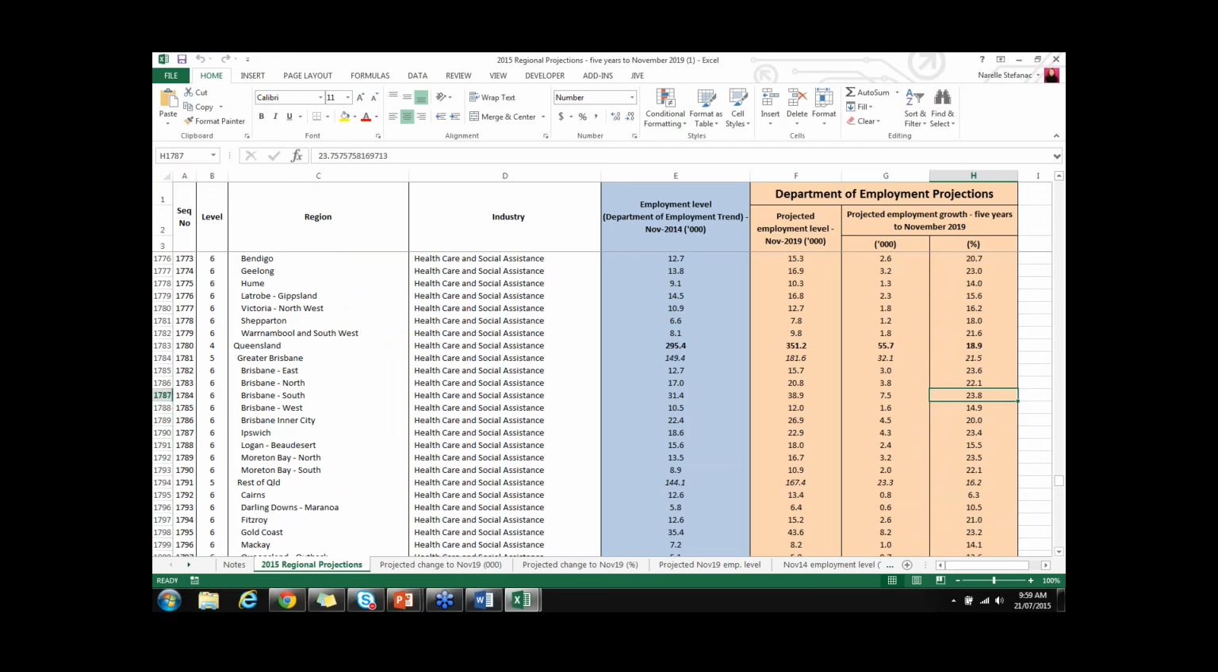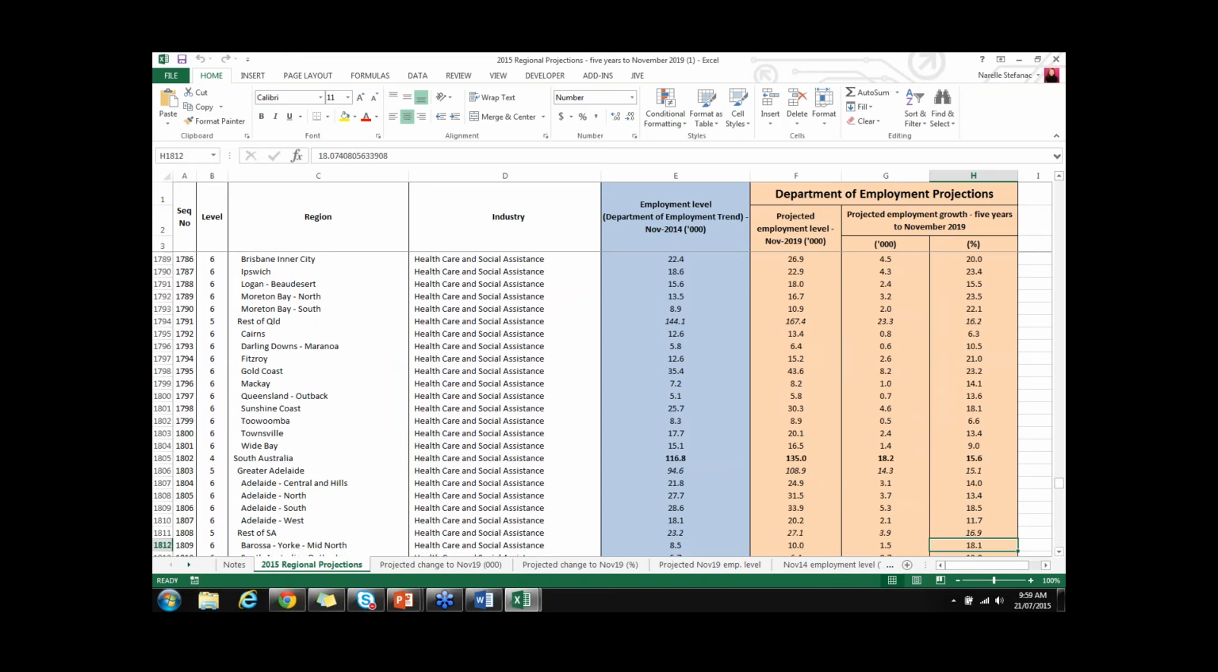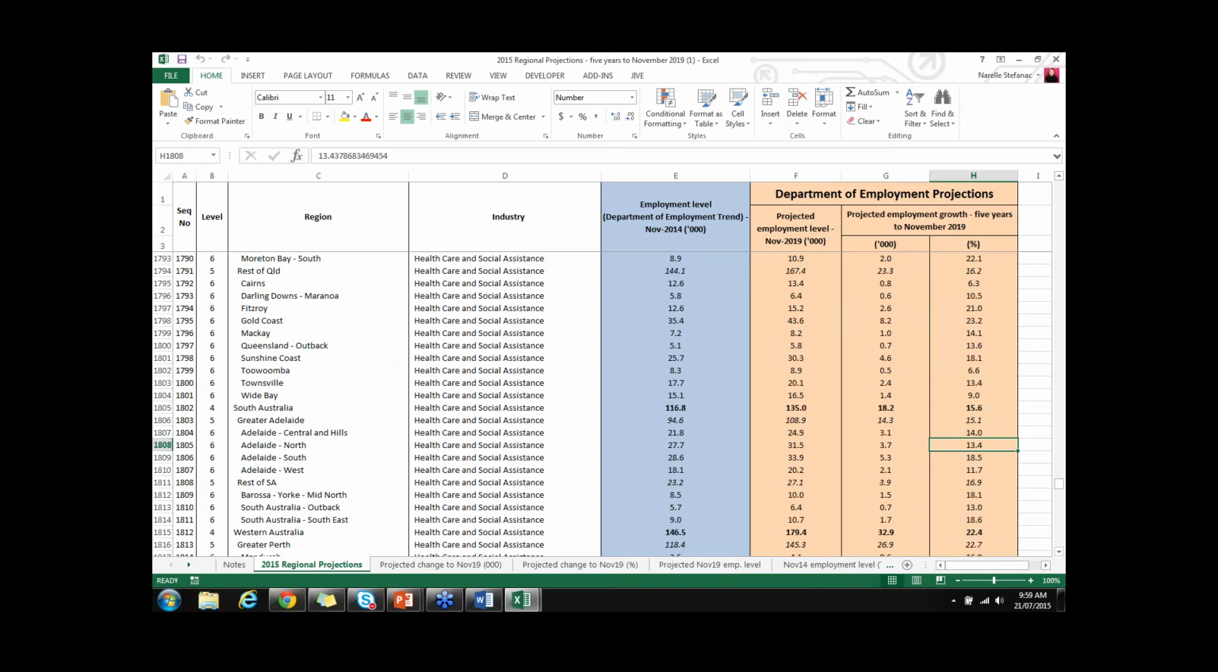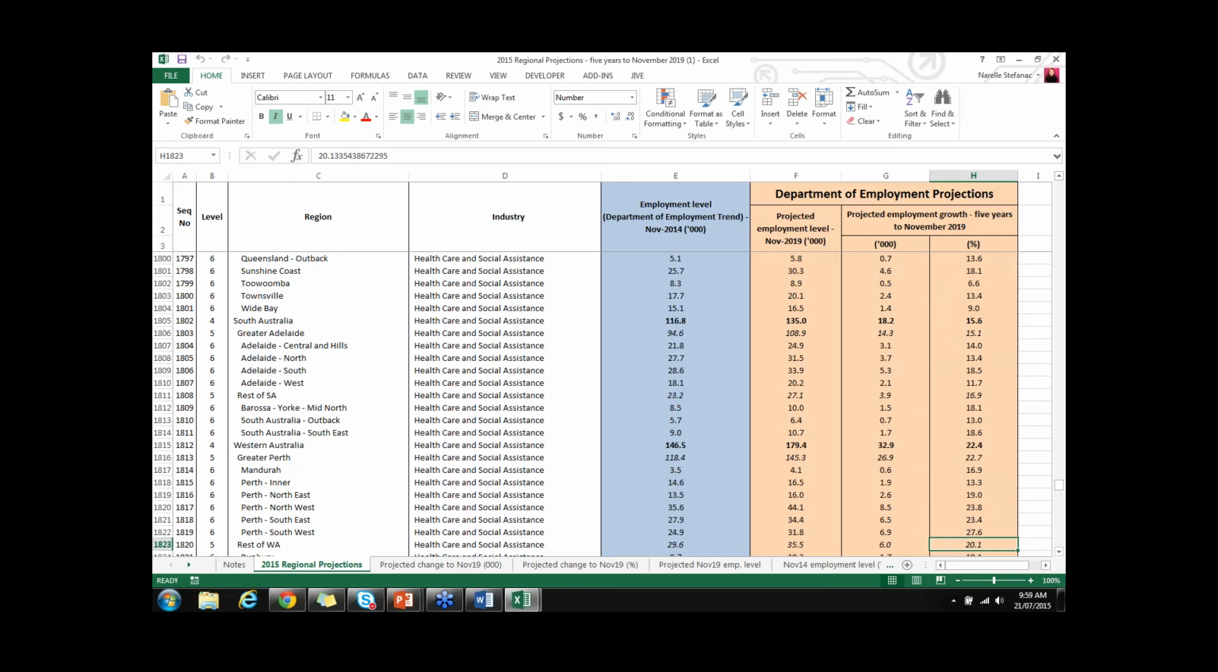23.8 with Brisbane South. So a lot of the metro areas, Brisbane, Ipswich, 23.4. So some real pressure points there. Adelaide's not as difficult, 15.6% across all of South Australia, but the real pressure point would probably be located around the Southeast, South Australia, Southeast. So you can start to go through and you'll know which industry you work in, which region you operate in, and then just cross-pollinate.